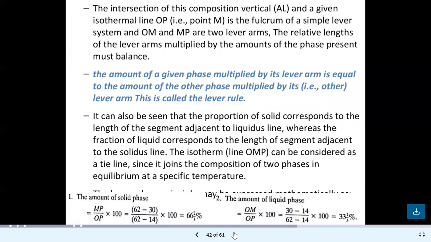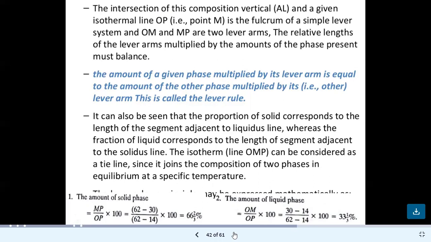It can also be seen that the proportion of solid corresponds to the length of the segment adjacent to the liquidus line, whereas the fraction of liquid corresponds to the length of the segment adjacent to the solidus line. The isothermal line OMP can be considered as a tie line since it joins the composition of two phases in equilibrium at a specific temperature. The amount of solid phase, if we calculate, then MP upon OP into 100.